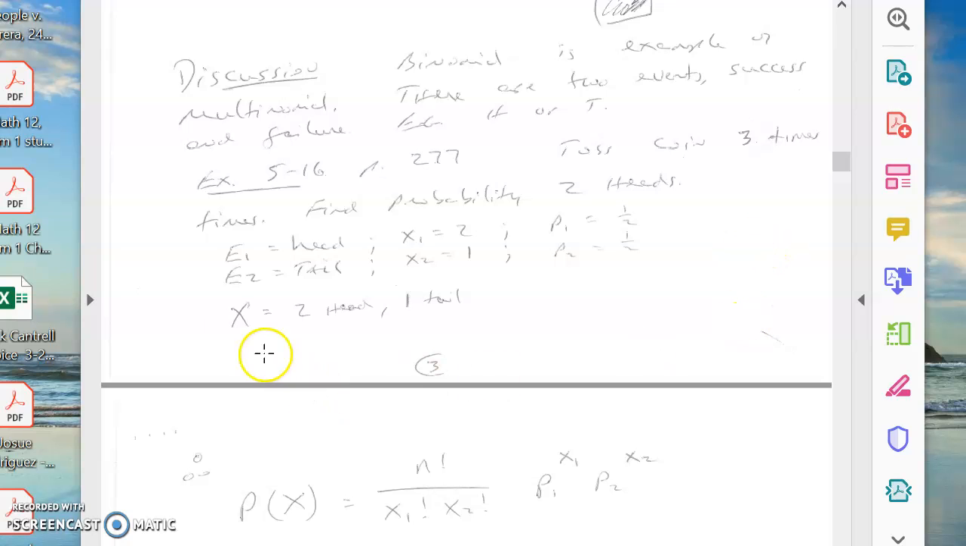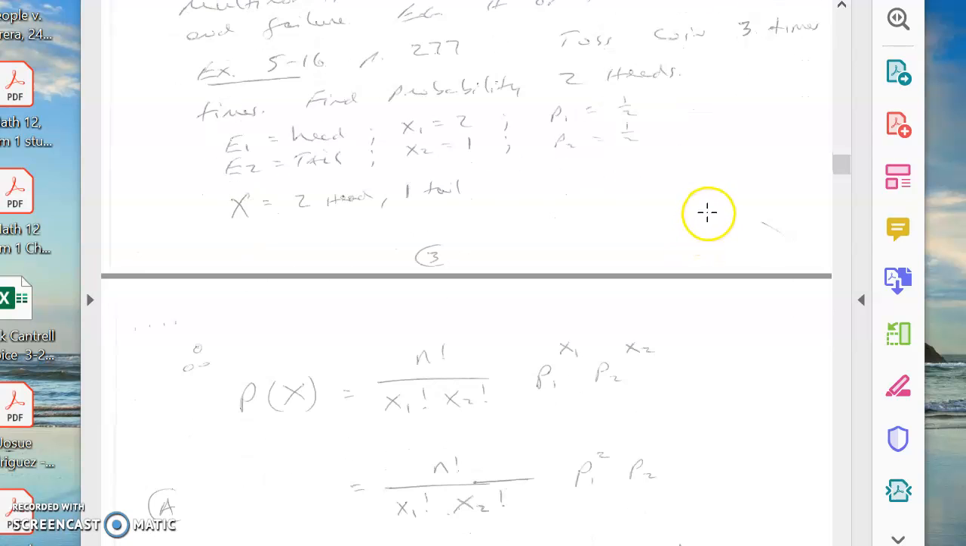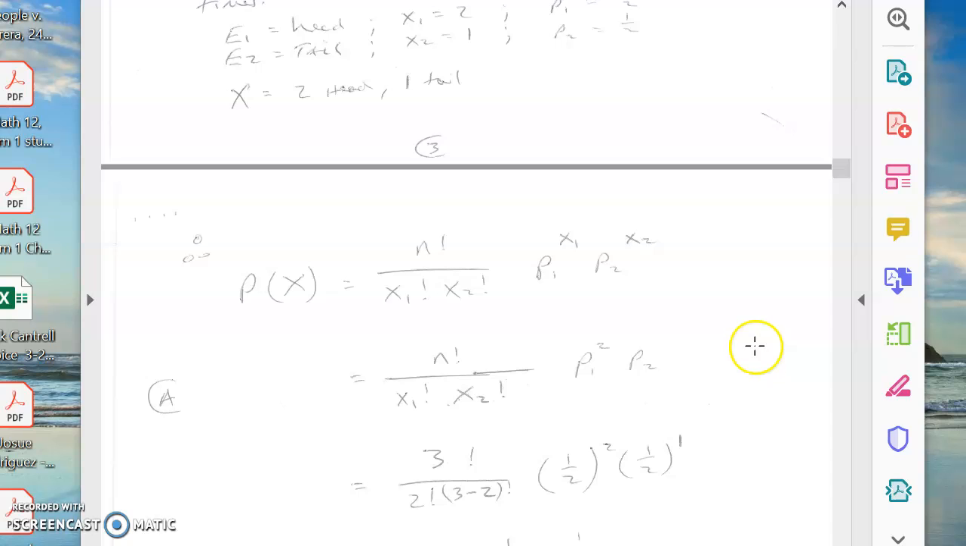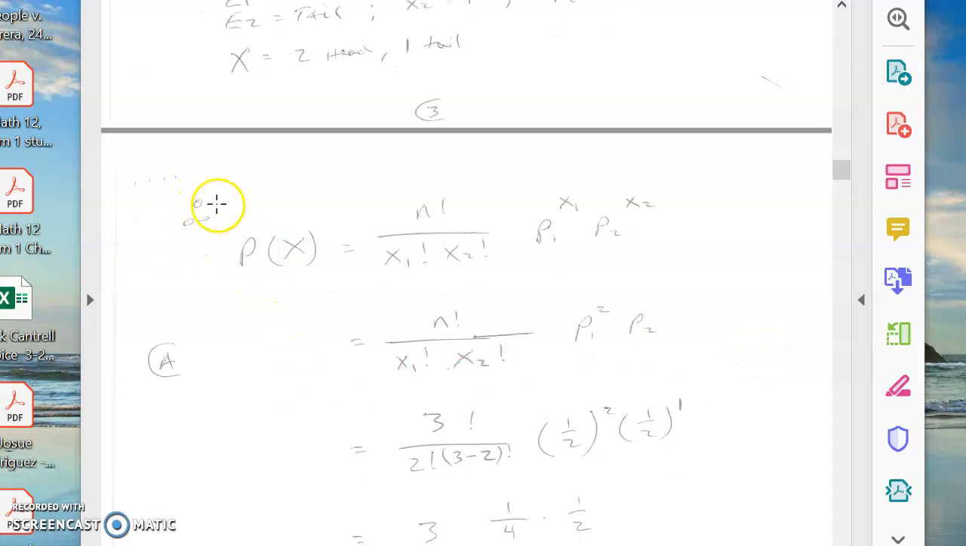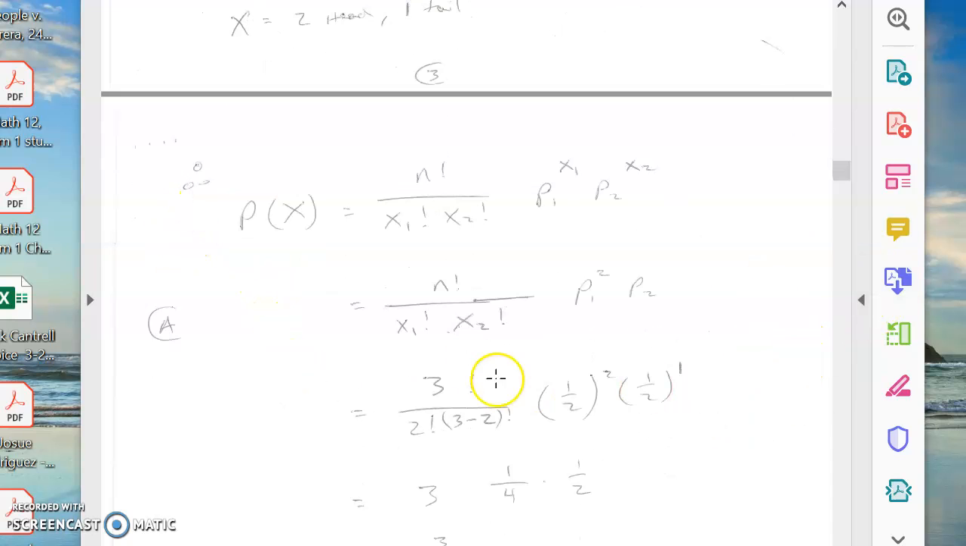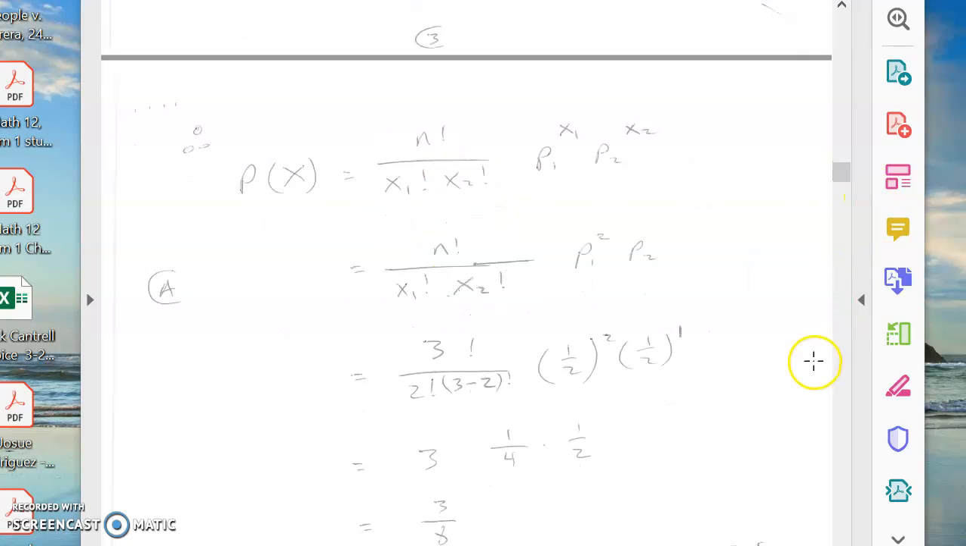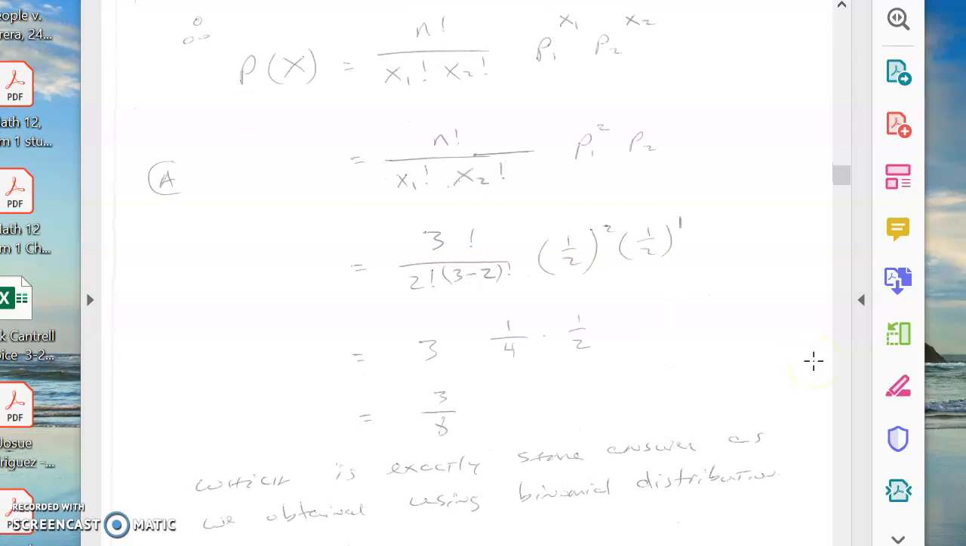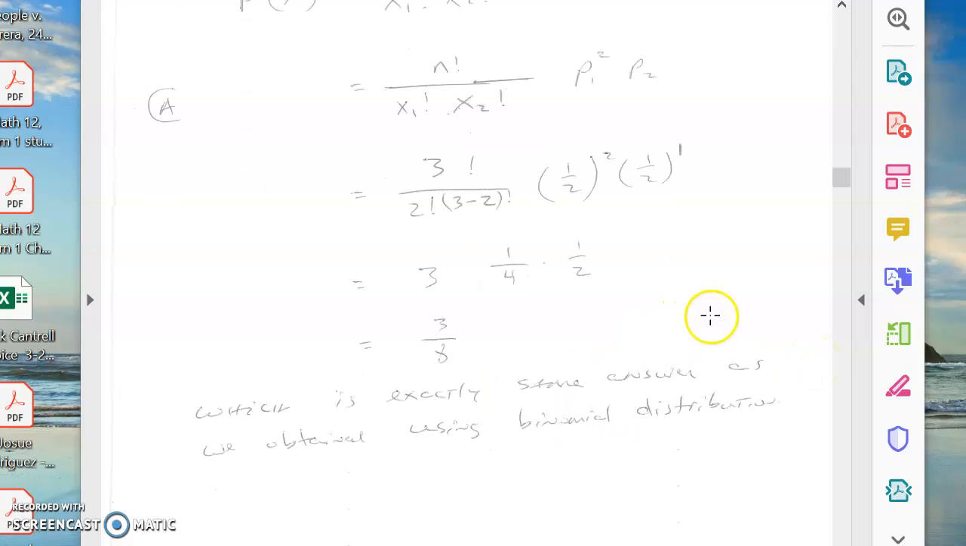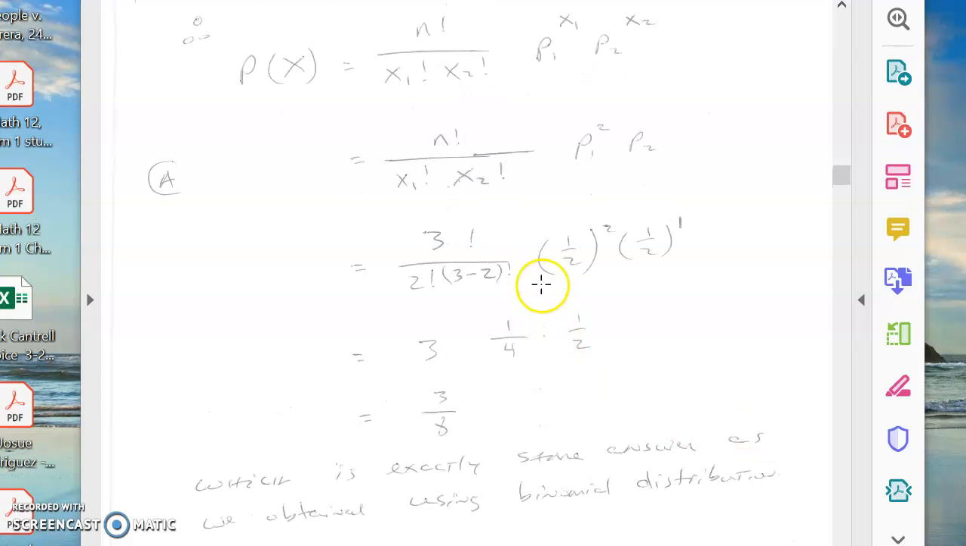Okay, my big X here, the big X without a subscript, that's the outcome of 2 heads and 1 tail when I flip the coin 3 times. This symbol here means therefore. It's a mathematical symbol. So here's the formula for multinomial. I'm going to plug everything in just exactly like I did before. And I get 3/8, which is exactly the same answer as we obtained using the binomial distribution. And you can kind of see here why that's working. You know, it's x sub 1 times x sub 2.